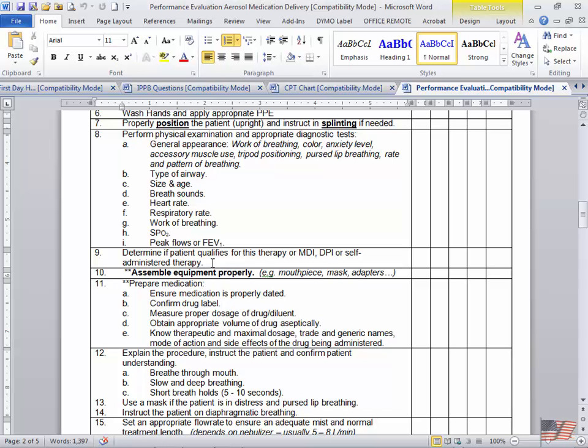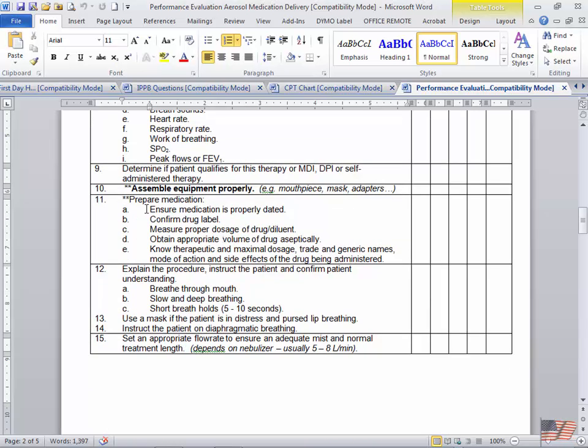Maybe it's a pediatric patient who can't generate a high enough flow for a DPI. So we want you to at least have an understanding of why each of those different therapies could be used. As far as the preparing of the medication, we're only going to use normal saline, so there's not much preparation there. You open up the normal saline. And if you need to practice, it's up here.